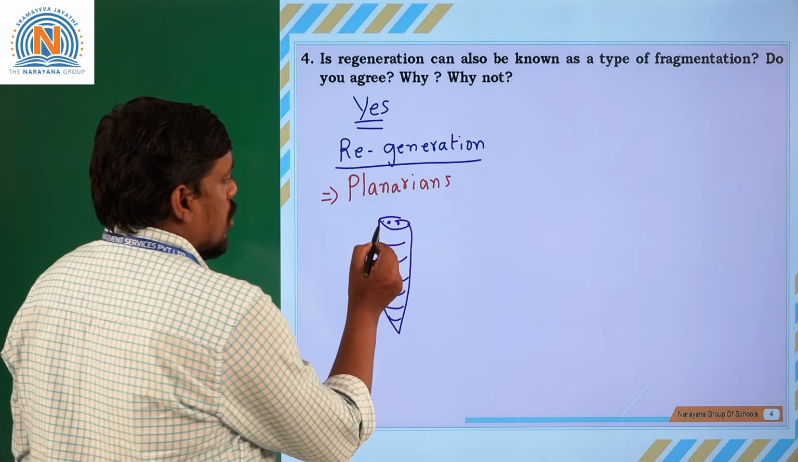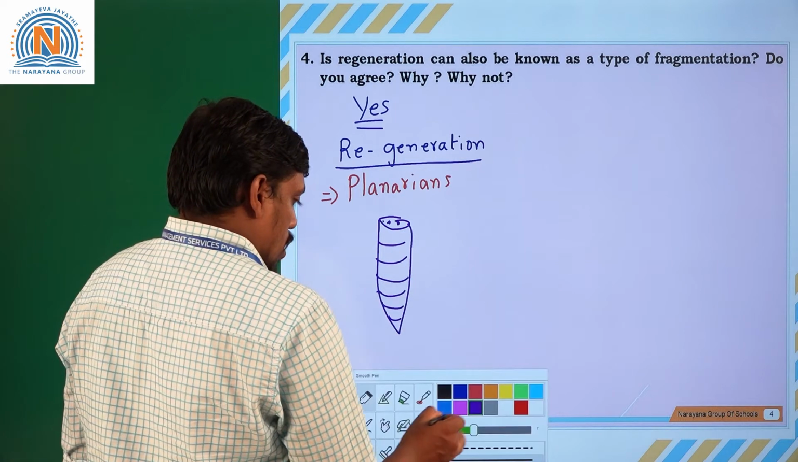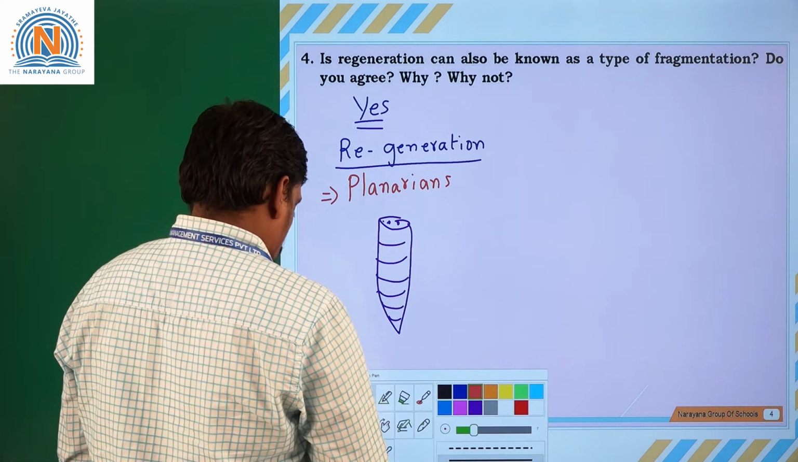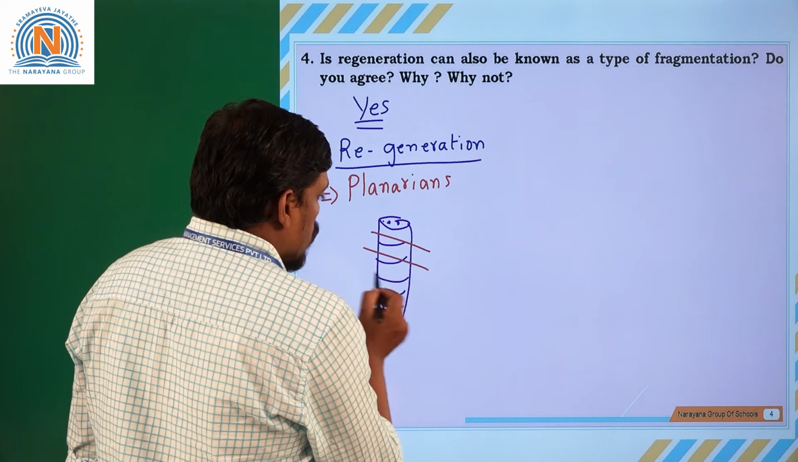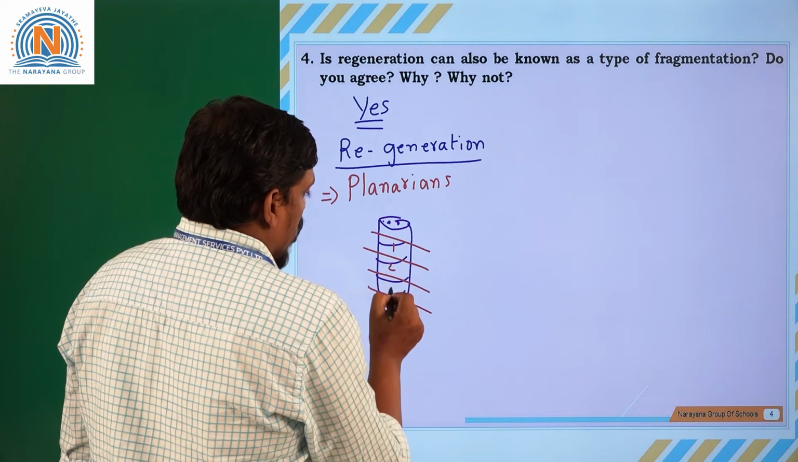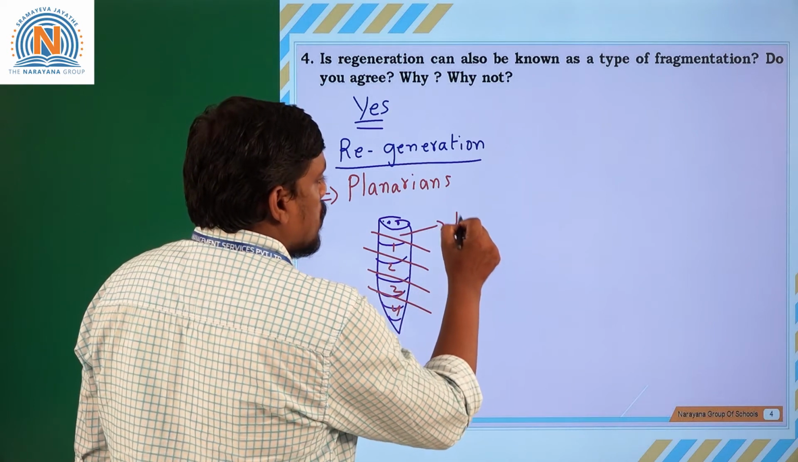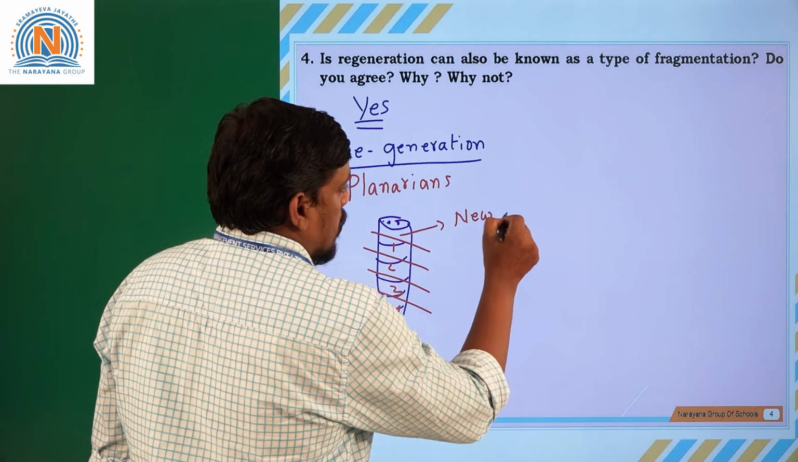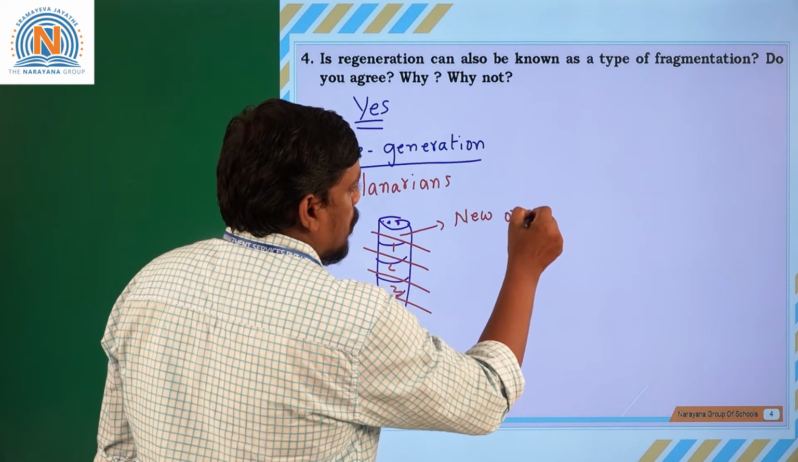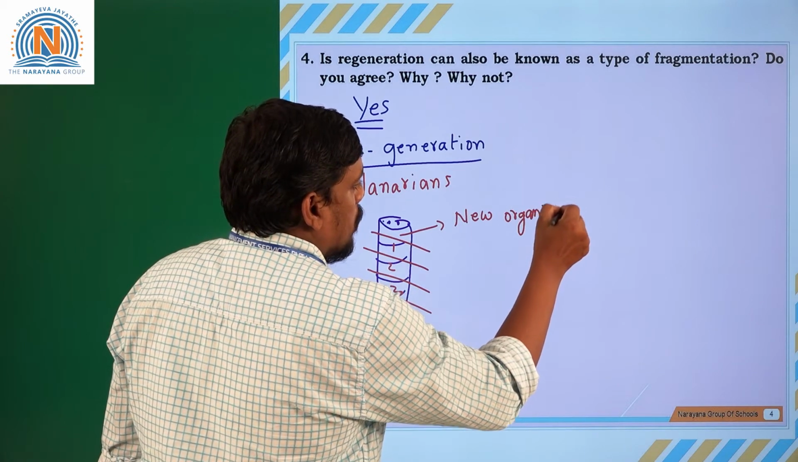During regeneration, the planarian's body is divisible into small pieces. Each and every piece later separates and develops into a new organism. So this kind of reproduction is called regeneration.